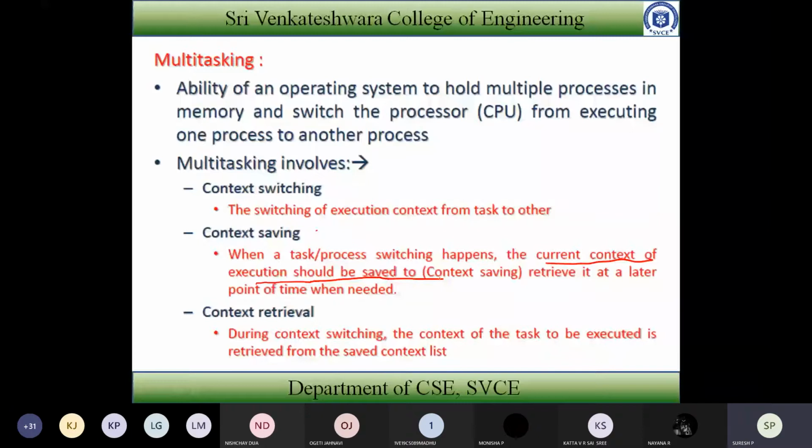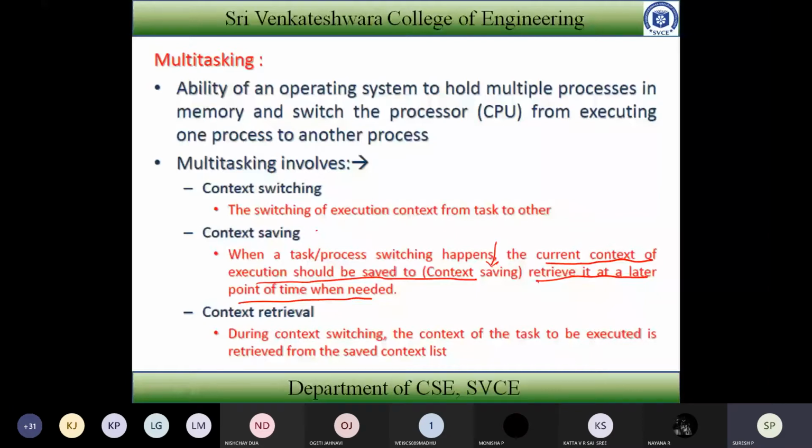Context saving is nothing but saving, at the point where the switching is going to happen, all the details of the current running process before releasing the CPU to the other process.